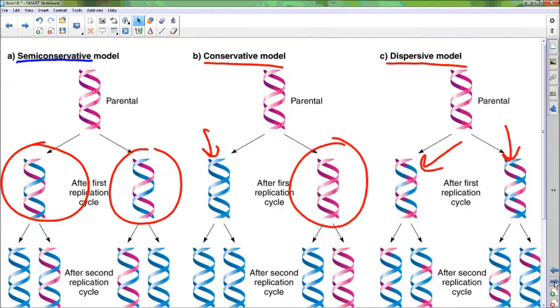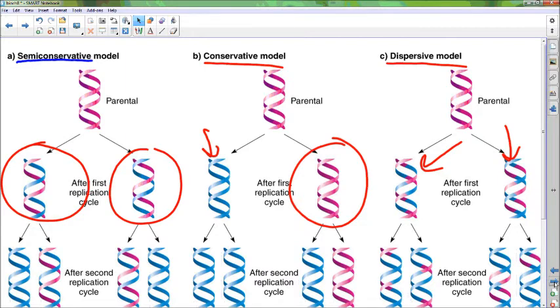And then they analyzed the new cells. Okay? If the conservative model was true, one of the new cells should be non-radioactive, and the other new cell should be radioactive because it's built out of all the new DNA. In the dispersive model, we should see partial bits of it. In a semi-conservative model, we should see each of the cells having the radioactive DNA in them as well.